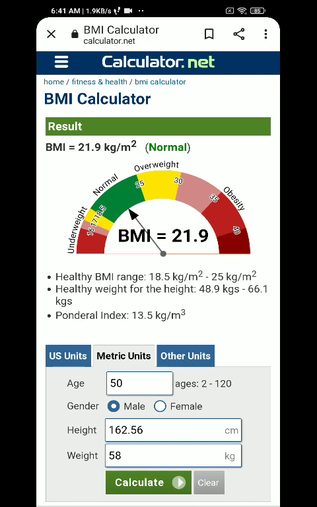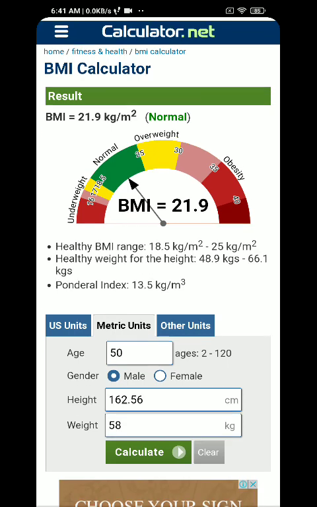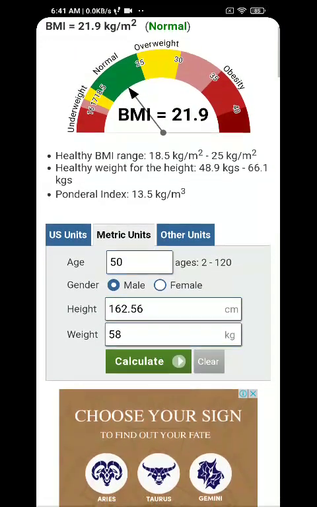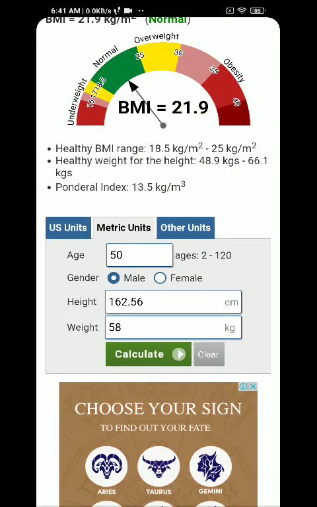As you see in this chart, the healthy BMI range is from 18.5 to 25 kilograms per square meters. Healthy weight for the height is 48.9 to 66.1 kilograms. And as you see in this chart, age 50, I am 50 years old, male. As you can notice, the height is 162.56 centimeters, or 5 feet and 4 inches. The ideal weight is 58 kilograms.